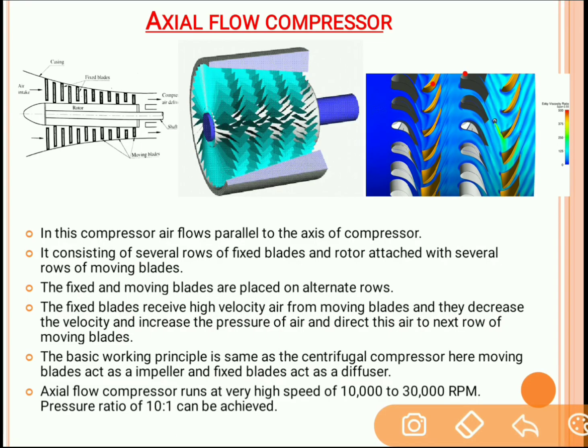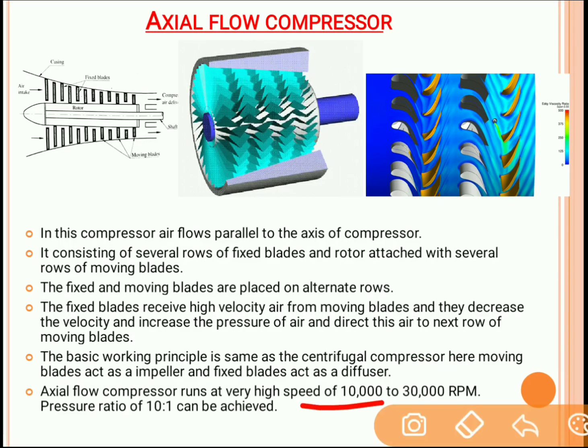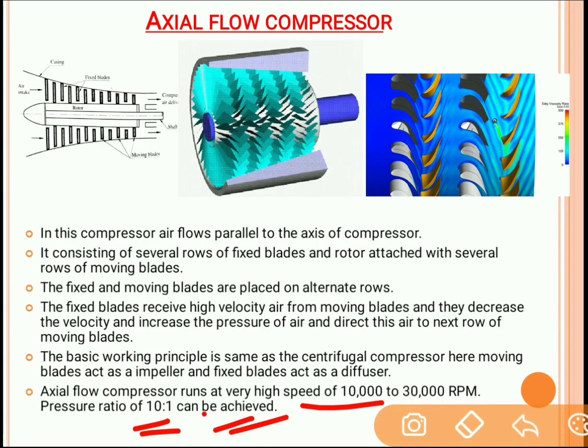Now the working principle is the same as that of the centrifugal compressor. Here moving blades will act like an impeller and fixed blades act like a diffuser. Axial flow compressor runs at a very high speed of 10,000 to 30,000 rpm and a pressure ratio of 10:1 can be achieved with the help of an axial flow compressor.